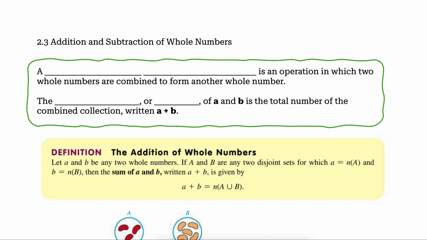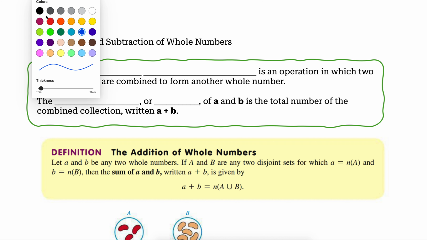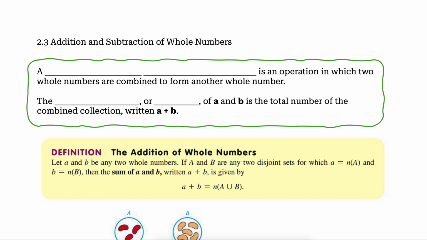We've discussed sets and counting with sets and the idea of whole numbers. Now in this next section, we're going to move on to addition and subtraction of these whole numbers. In general, when we're talking about addition and subtraction, and this will also extend to multiplication and division as well, these are called binary operations. A binary operation is when we take two whole numbers and combine them to form another whole number.